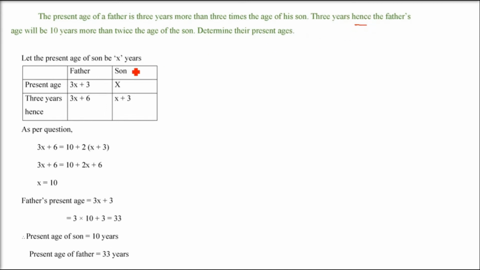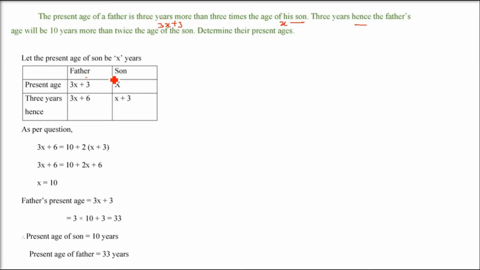So how do we do this? First thing is to make a table. It's always good to make a table. Father and son in the column, and present age, and the after or before age here. So the present age of father is 3 years more than 3 times the age of his son. So if the age of son is x, what is the age of the father? 3 years more, that is plus 3. Then 3 times the age of son. So 3 into x. 3x plus 3 is the present age of father.